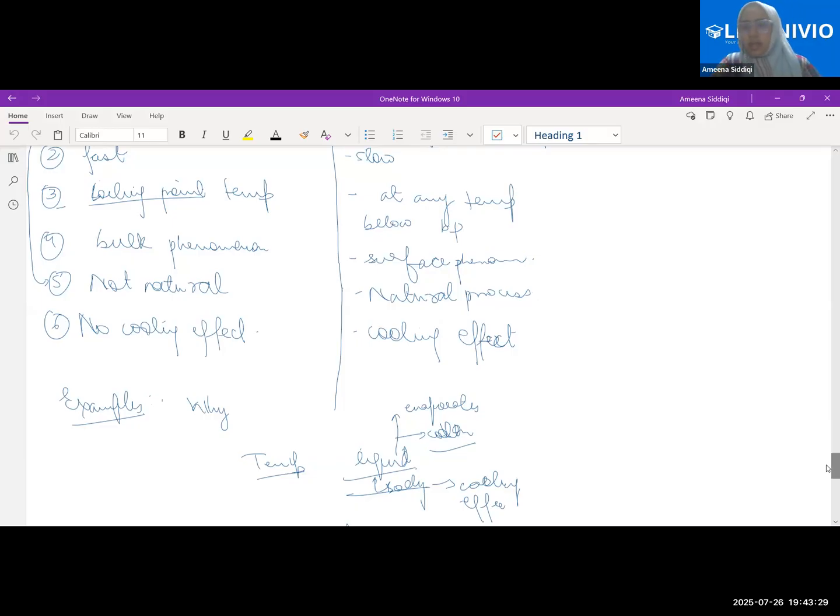Wonderful. That's fine. And what's the relationship with temperature, Lokia? Temperature and the rate of evaporation? The more the temperature, the more the rate of evaporation increases. Wonderful. The more the temperature, the more the rate of evaporation increases.